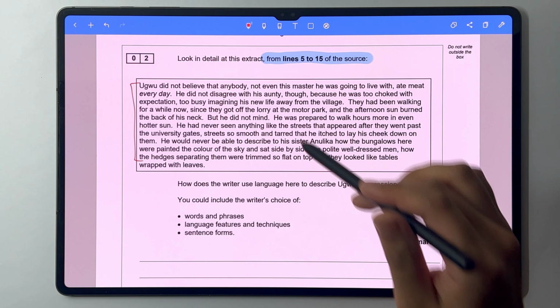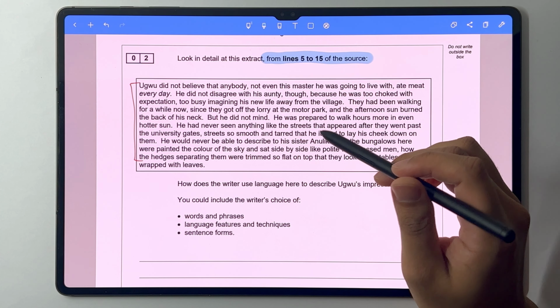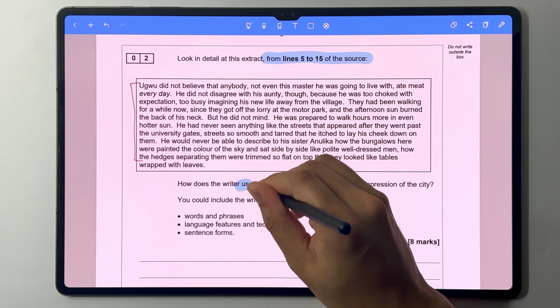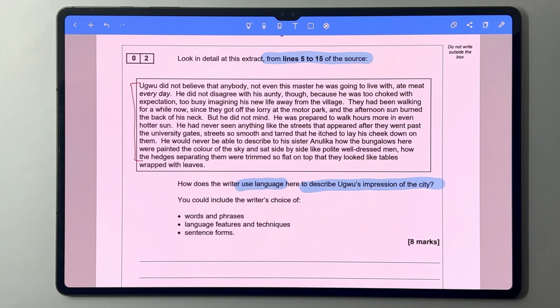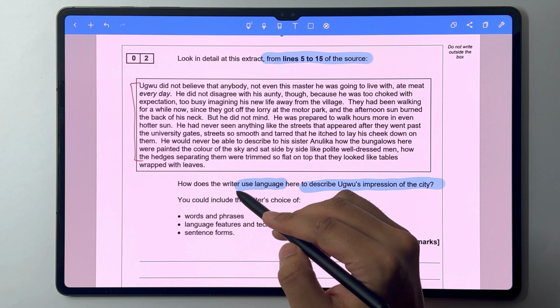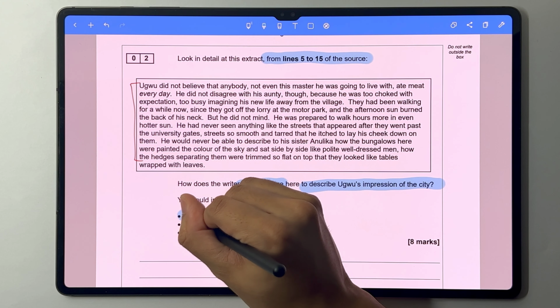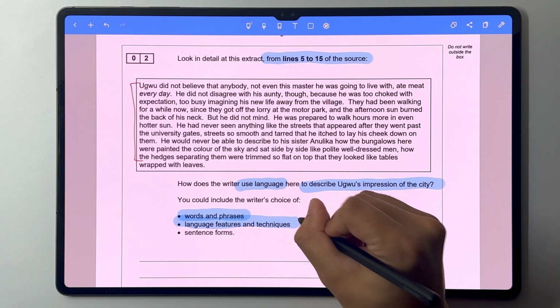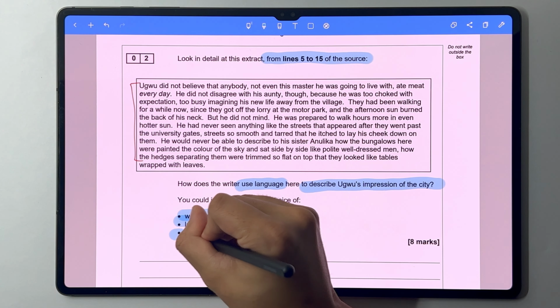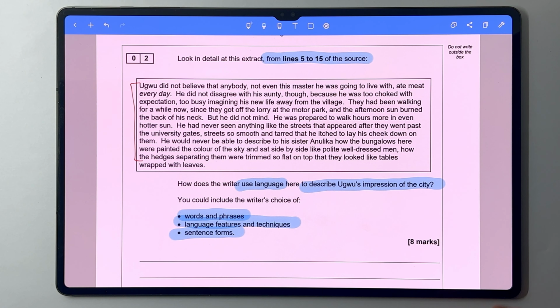the question. So the question itself reads the following. How does the writer use language here to describe Ugwu's impression of the city? You could include the writer's choice of words and phrases, language features and techniques, and sentence forms. And this question is worth 8 marks.